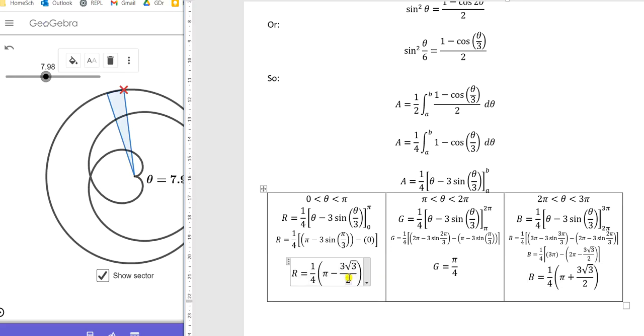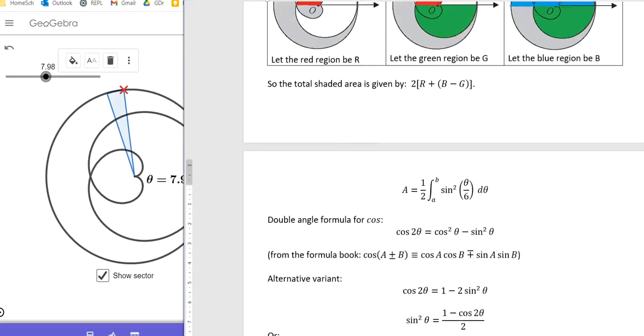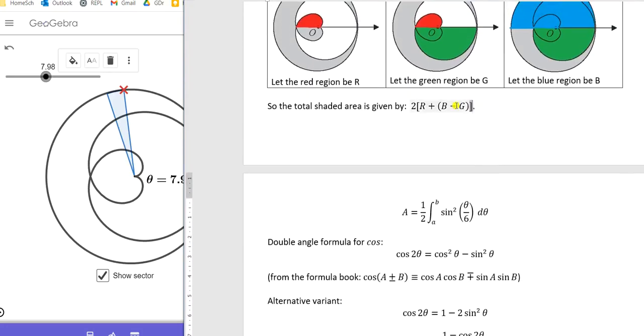So it does end up looking quite similar to r. r is a quarter of pi minus 3 root 3 over 2. b is a quarter of pi plus 3 root 3 over 2, and g is just a quarter of pi. And at the end, we remember what we want to do. We can look back at what we said we needed to combine.